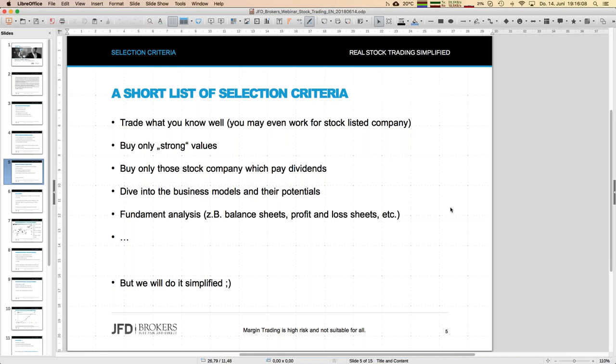Or finally, you do fundamental analysis. It's written on my slide, but it's fundamental analysis, meaning you look into the balance sheet, you look into the profit and loss statements, and then you get your own opinion of what that company might go for and how it will go in future. All that you can do, and I would not tell you, hey, don't do that, but we can do it much more simply. We don't have to do that kind of stuff. We can do it more or less as a systematic trading approach.